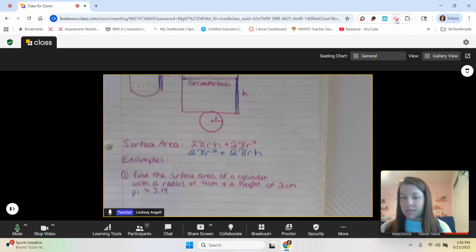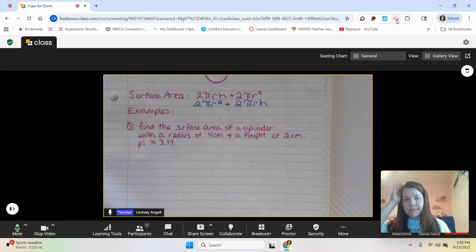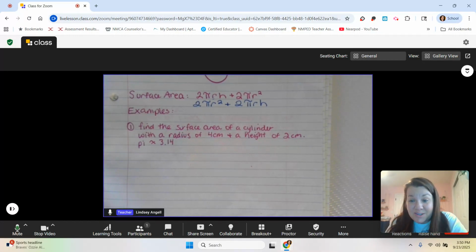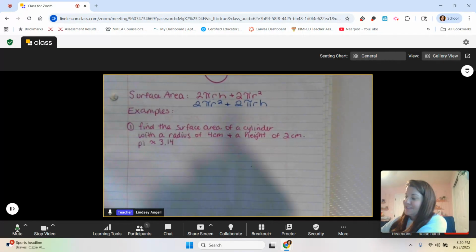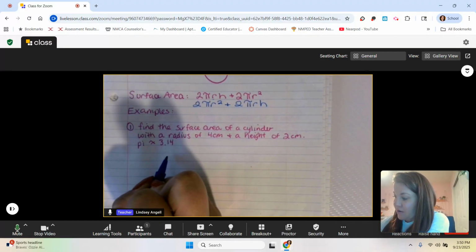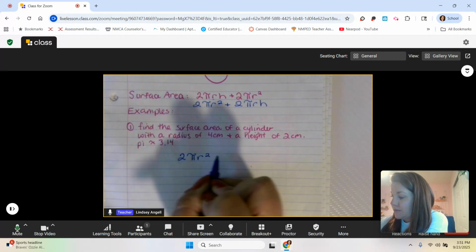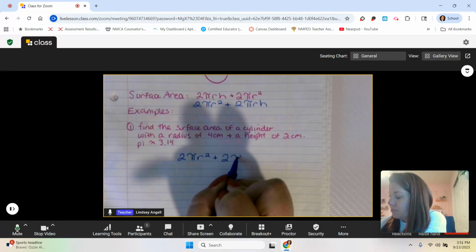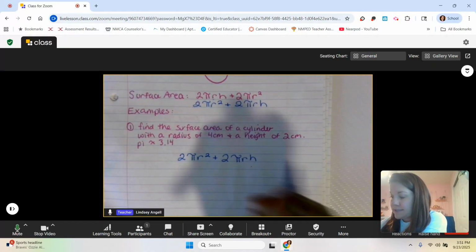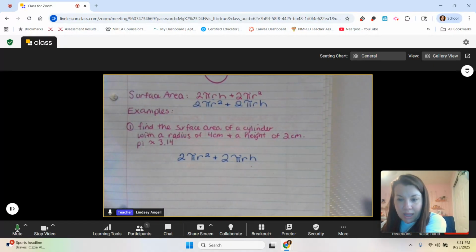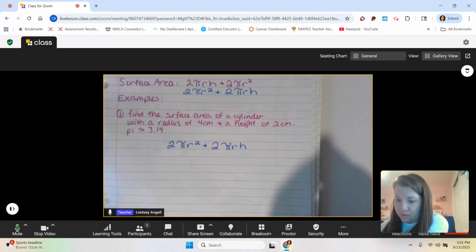Okay, so let's get right into it. Example number 1. Find the surface area of a cylinder with a radius of 4 and a height of 2 centimeters. And we're just going to use 3.14 for pi. And one really nice thing, you could use a calculator. Woohoo! So, let's write our formula. We've got 2 pi r squared plus 2 pi radius times height. And then we're just going to plug in those values. So it's actually a lot easier than you think it might be.